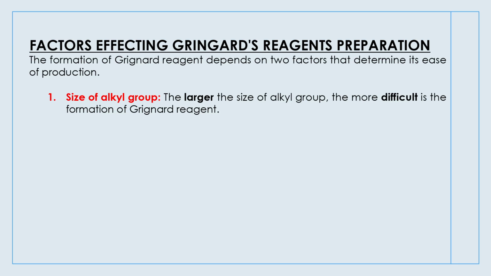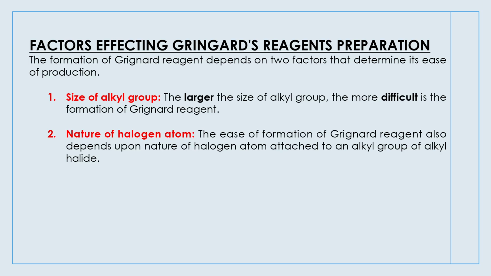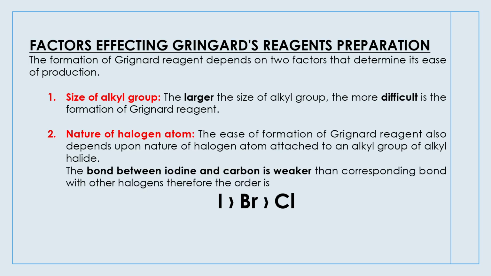The second factor for the preparation of Grignard reagent is the nature of the halogen atom. The formation of the Grignard reagent also depends on the nature of the halogen atom that is attached to the alkyl group. For example, the bond between iodine and carbon will be weaker than with other halogens. What does it mean? It means that chlorine is more favorable for the preparation of Grignard reagent. Then you have bromine and then you have iodine.